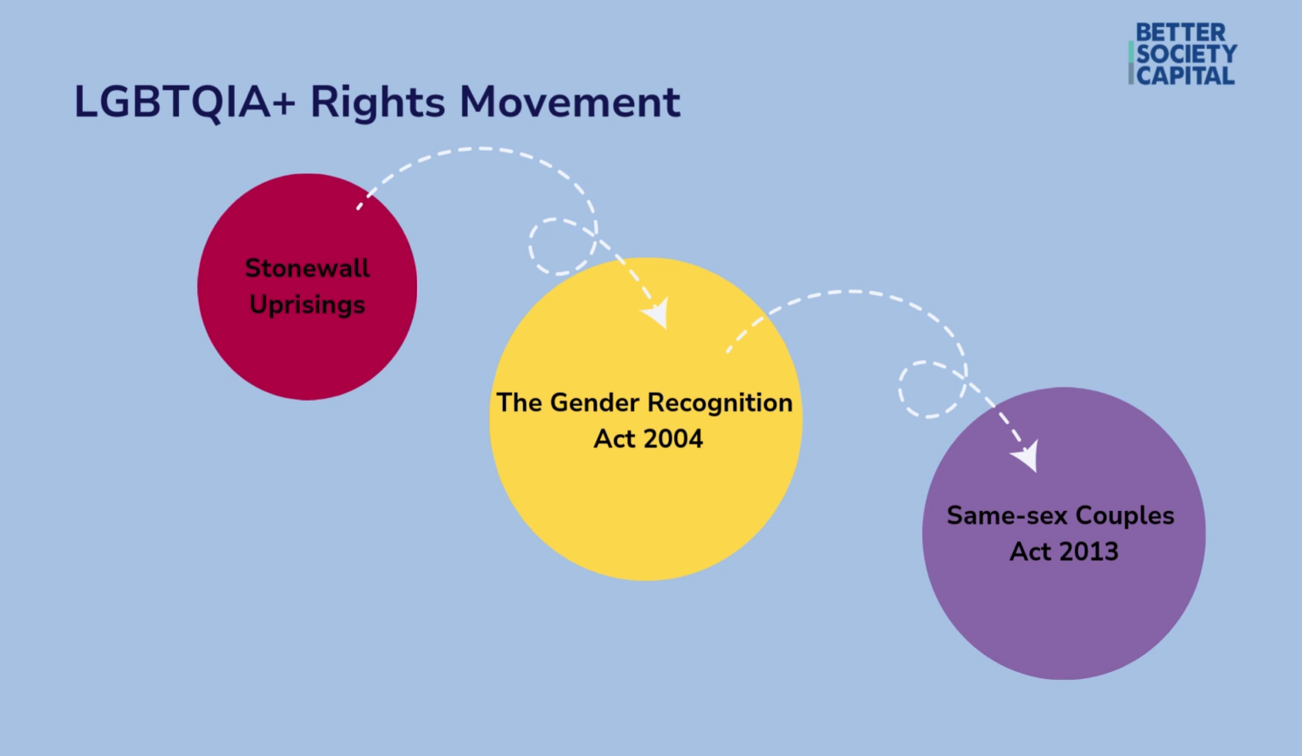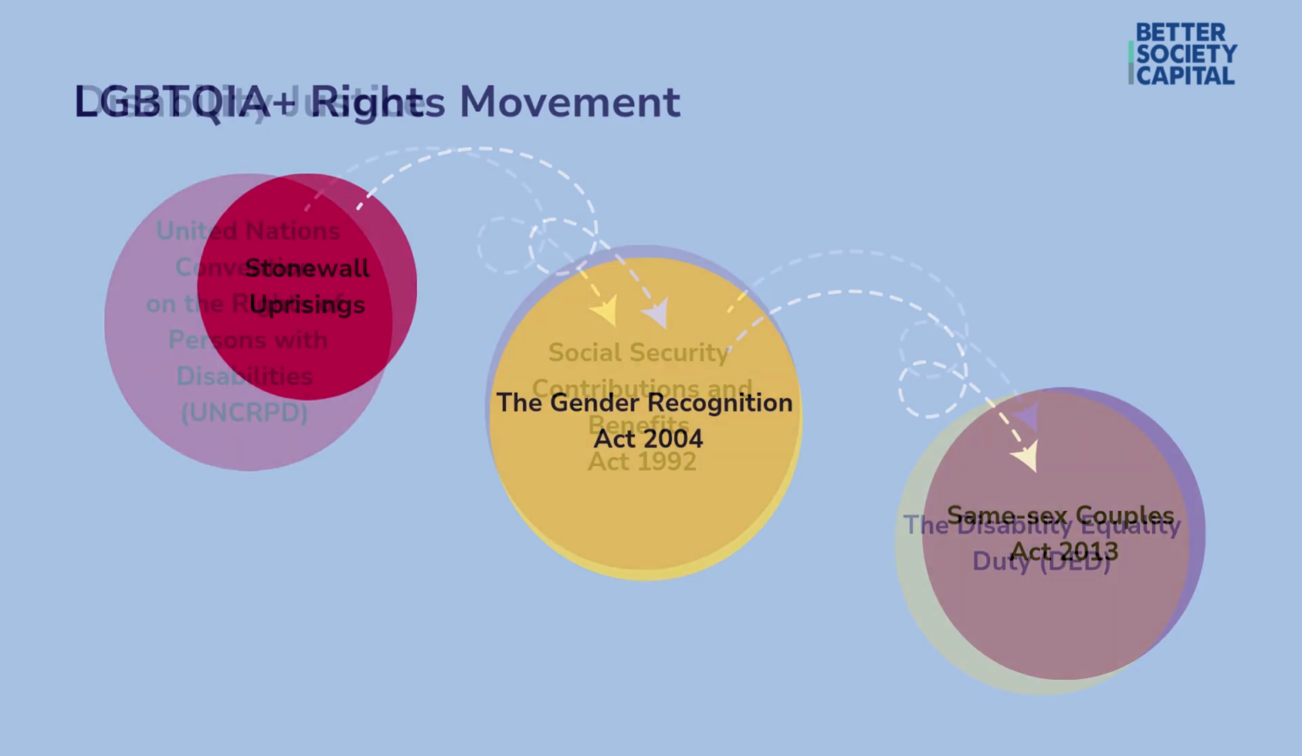The Gender Recognition Act 2004 allowed transgender people in the UK to apply for legal recognition of their acquired gender, enabling them to obtain a gender recognition certificate and change their legal gender on official documents.